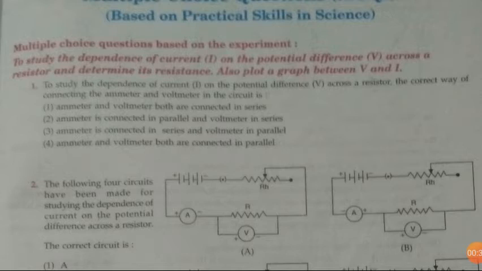Here some multiple choice questions are based on the study of dependence of current on the potential difference across the resistor and determining its resistance. Here also we have plotted the graph between V and I. So why is this important? Because in your final examination there are so many 1 mark MCQ questions which are based on practical skills.